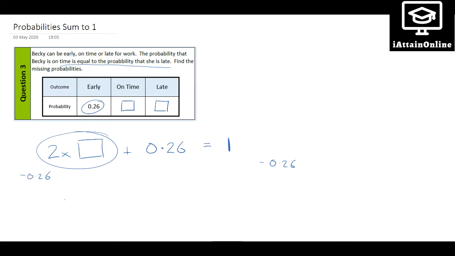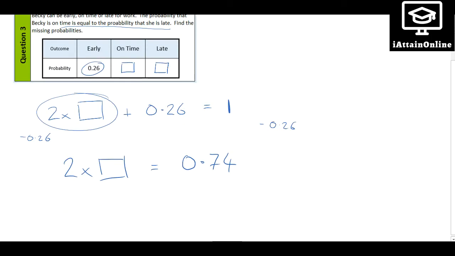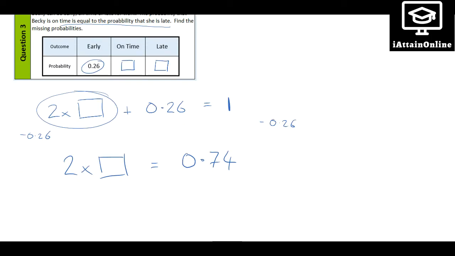So if I take away 0.26 from 1, 2 lots of this box gives me 0.74. That's 2 boxes. I want to find what 1 box is so I can fill in each of these. Because they are equal, that means if I were to split it exactly in half, that would tell me what one of the boxes is. Now, splitting something in half in maths, another way of saying that is that we are dividing by 2.